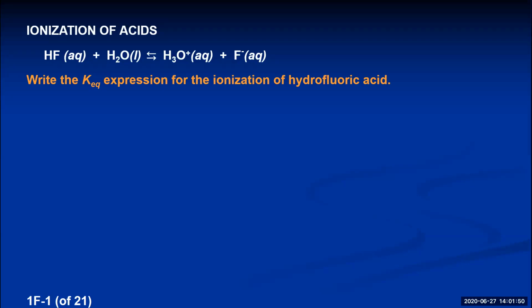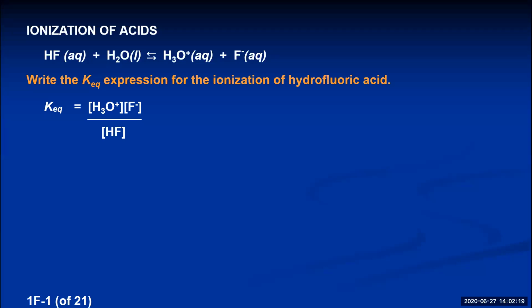So the equilibrium constant expression for the reaction of an acid ionizing in water would be products over reactants. It would be the molarity of the hydronium ions multiplied by the molarity of the fluoride ions, divided by the molarity of hydrofluoric acid, and then that would be it, because water's a liquid, and liquids don't appear in equilibrium constant expressions.